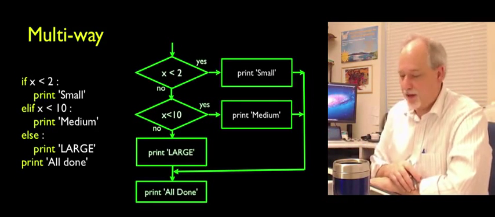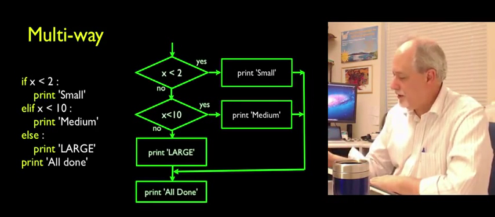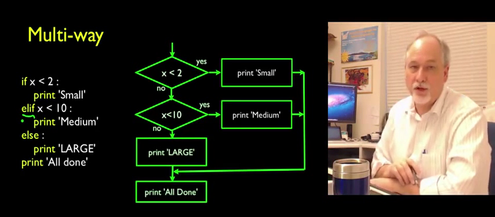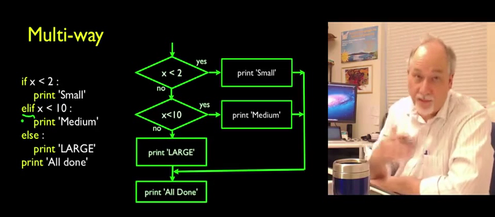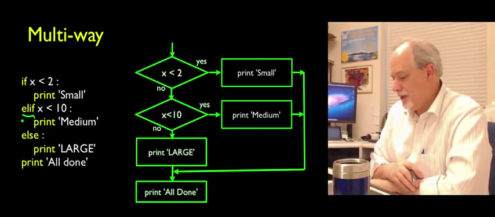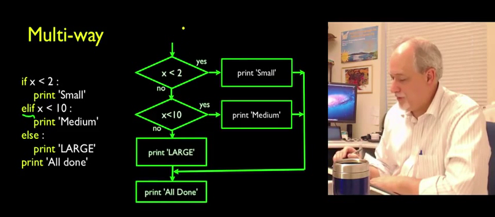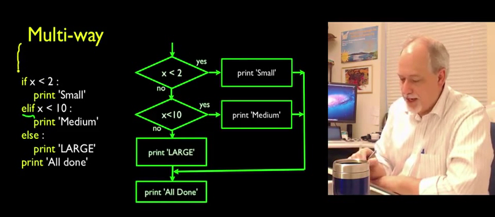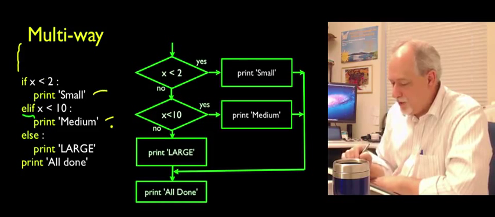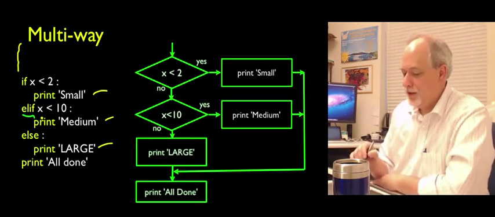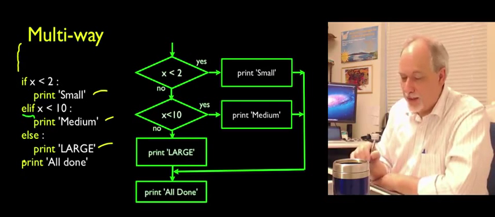Here is a multi-way if, and it introduces a new reserved word, elif, which is a combination of else and if. This one probably is just as easy to talk about with the picture here. The first question is asked. There's going to be one and only one of these three choices that runs. Once it's run one, then it's done.